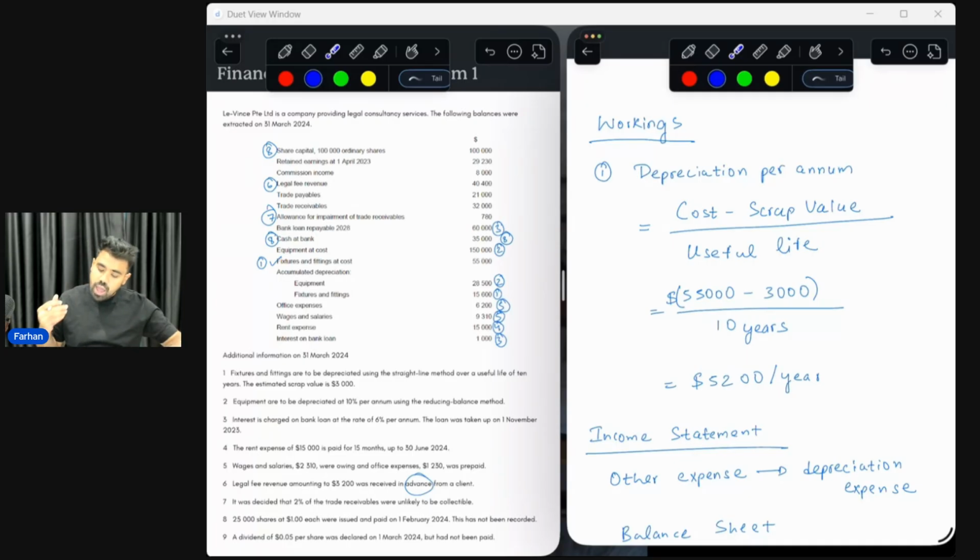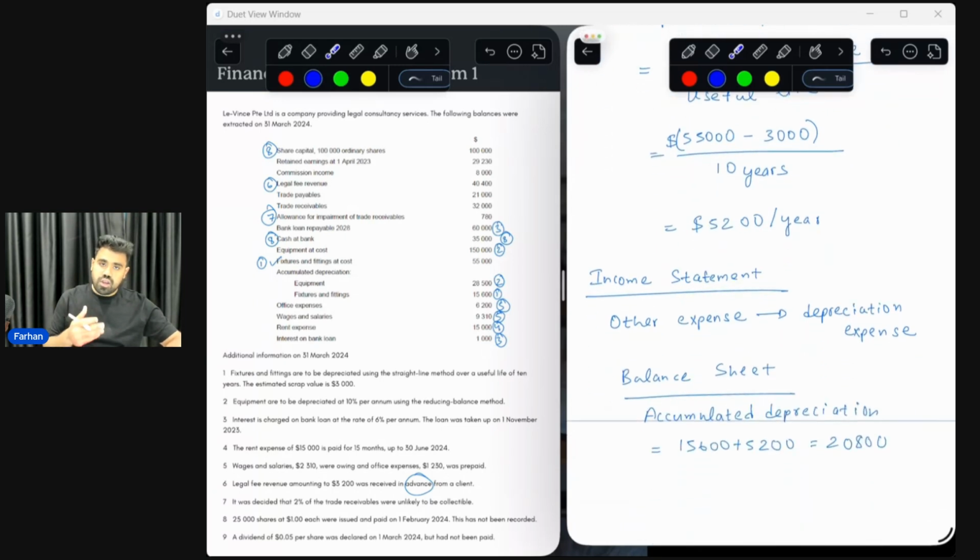Okay. Now, what do we do with this $5,200 in depreciation expense? So we know we are interested in preparing the income statement, which is also known as the statement of financial performance. In the income statement, we will include the depreciation of fixtures and fittings as part of our other expense. And when we prepare the balance sheet, which is the statement of financial position, we ought to include the accumulated depreciation, which simply means the total depreciation since the day of purchase.